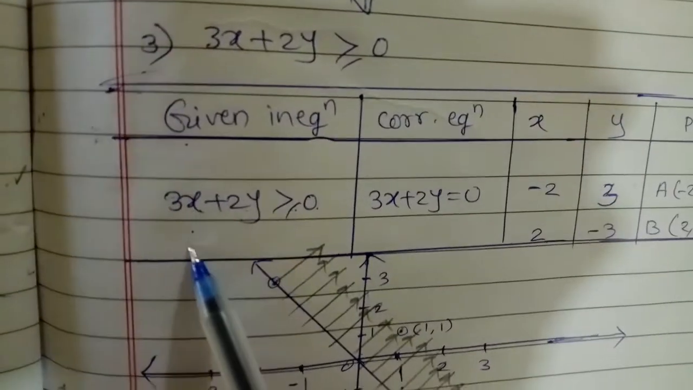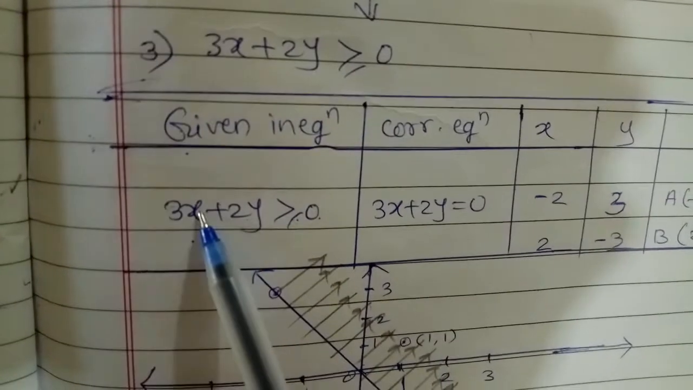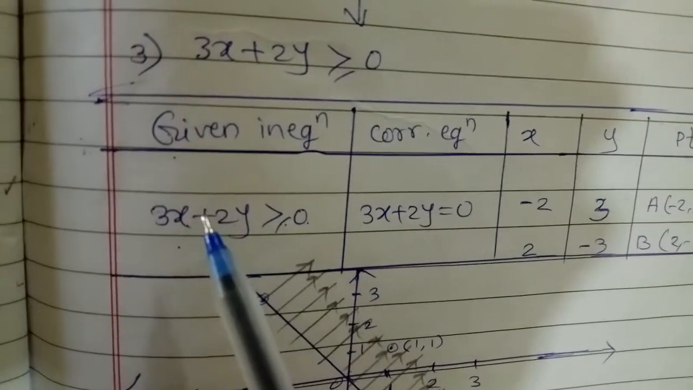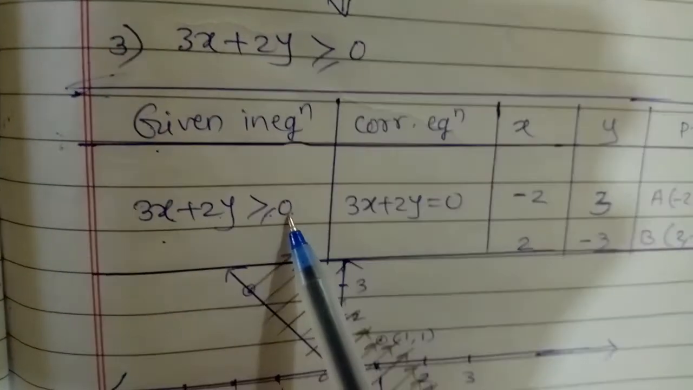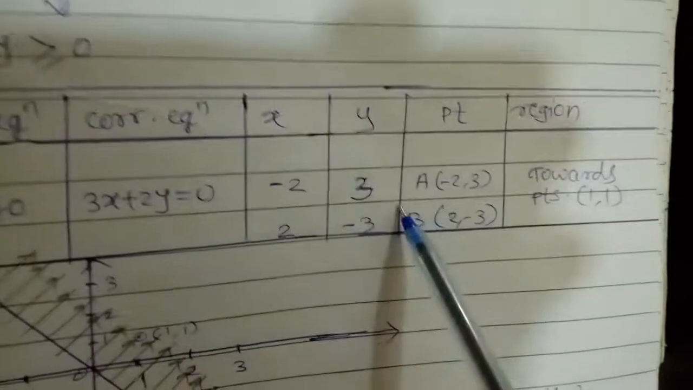You can take any point. So I take x is equal to 1 and y is equal to 1, the simple one. So 3 plus 2, we get 5. So 5 is greater than or equal to 0. Is it true or not? 5 is greater than or equal to 0. So it's true.